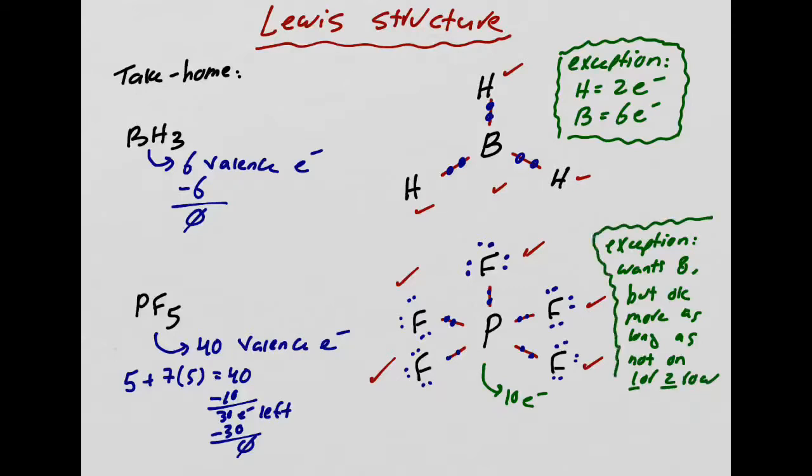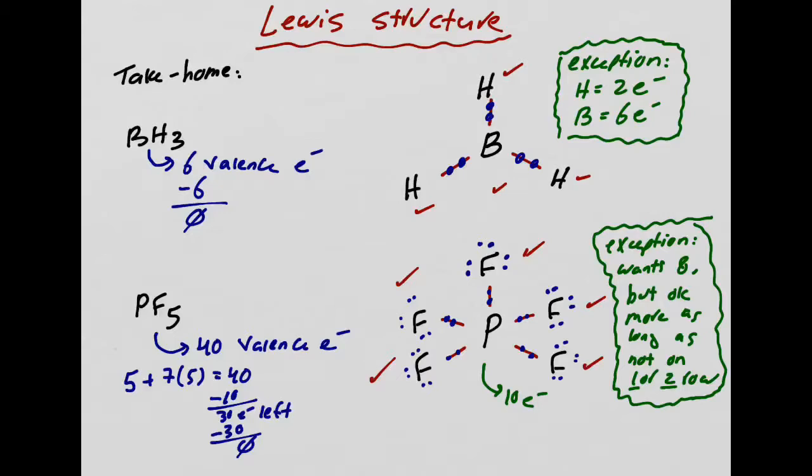We said everyone wants 8, but once in a while, they might have more than 8. And if you have more than 8, it's okay, as long as you're not on a first or second row of the periodic table. And phosphorus is not. Phosphorus is on the third row. And we explain why that is. You can go to the other video to see why that's okay. Because they have the empty d orbital. Okay, so yeah, it's okay.